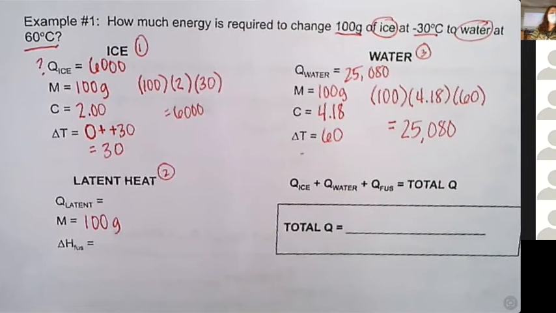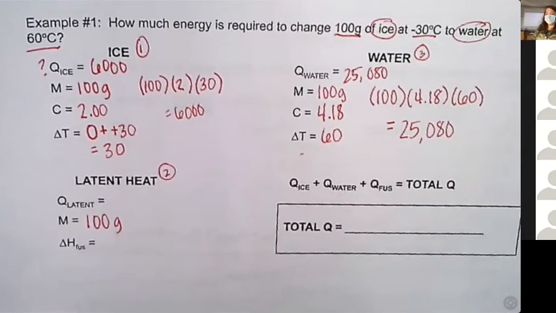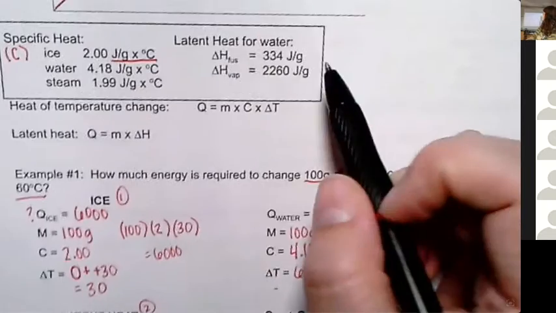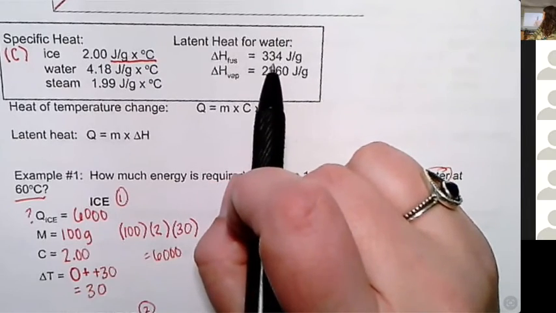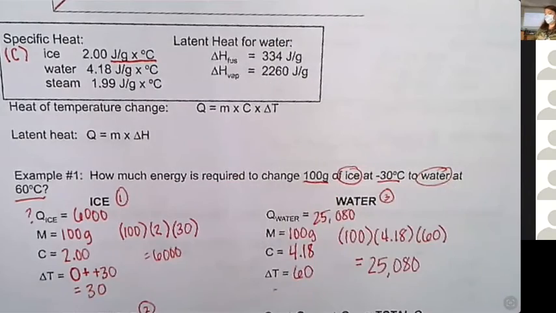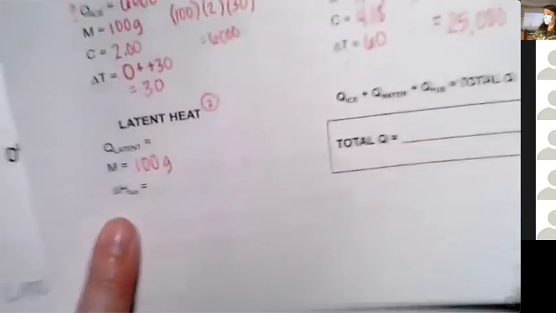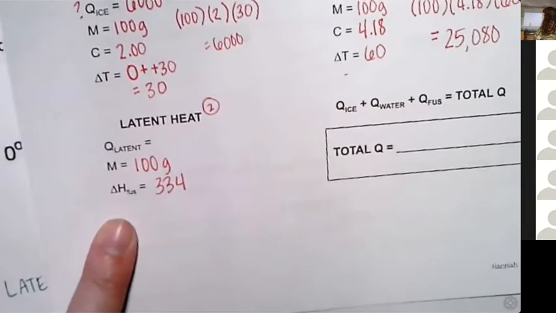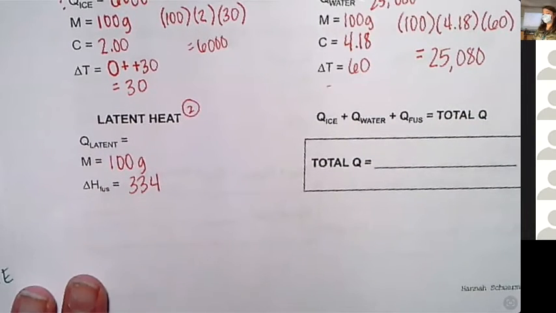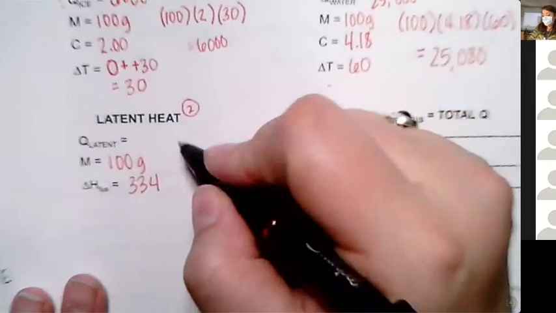The heat of fusion is when we go from a solid to a liquid. So we're going to look up here in our little chart, our little box, and the heat of fusion for water is 334 joules per gram. So down here, heat of fusion, we're going to put 334. Sorry, it's sideways. So now you just multiply these together. That's it.